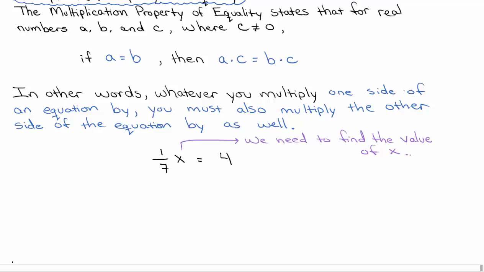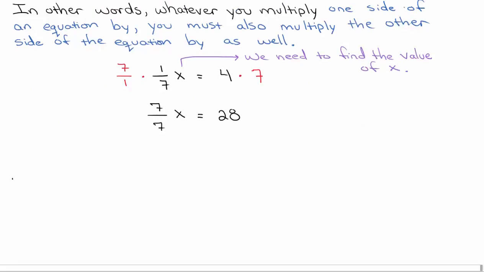In order to find the value of x, we would need to multiply by the reciprocal of 1/7 to both sides. The reciprocal of 1/7 would be 7, or 7 over 1. So this is going to give me 7 over 7. x is equal to 4 times 7, which is 28. 7 over 7 is just 1x.